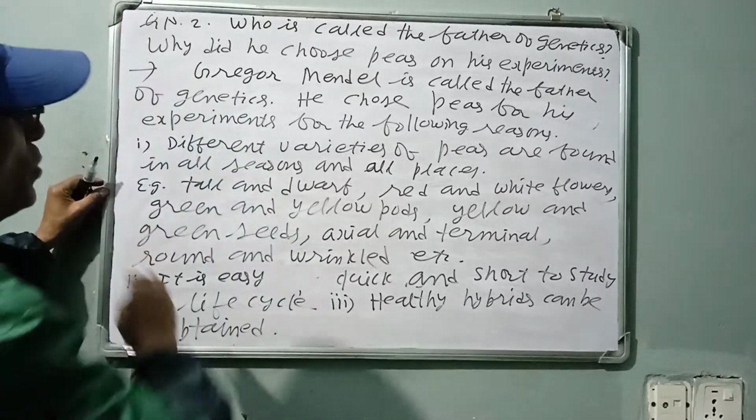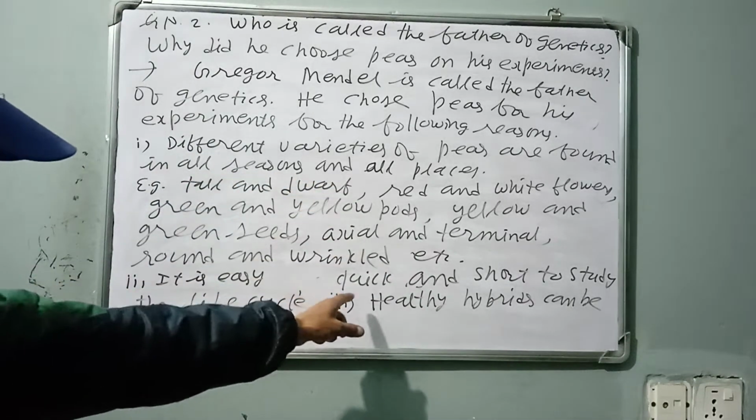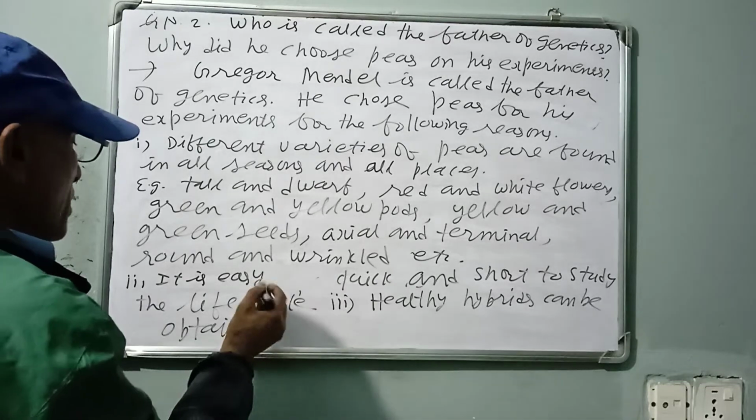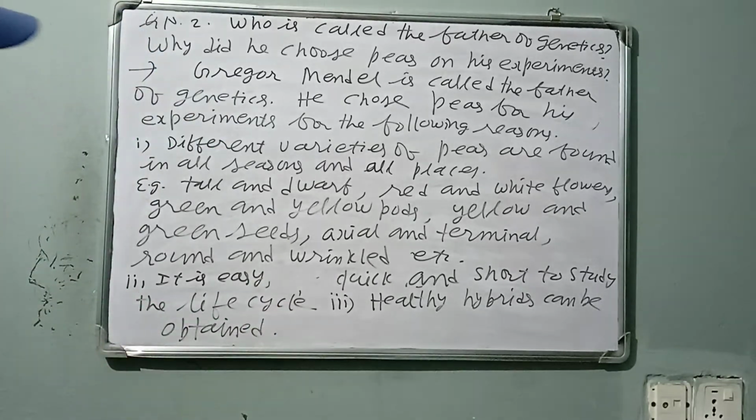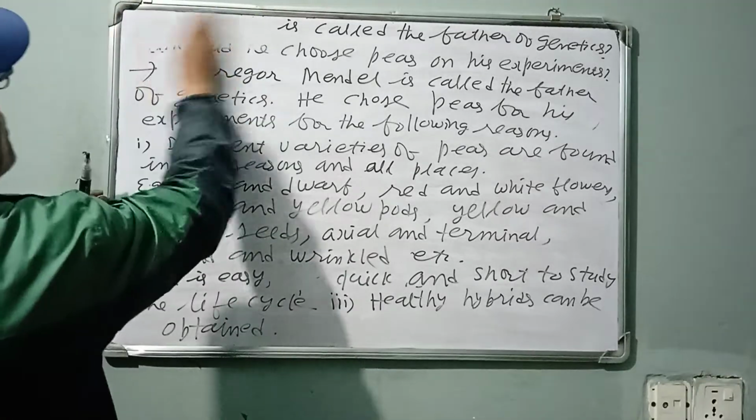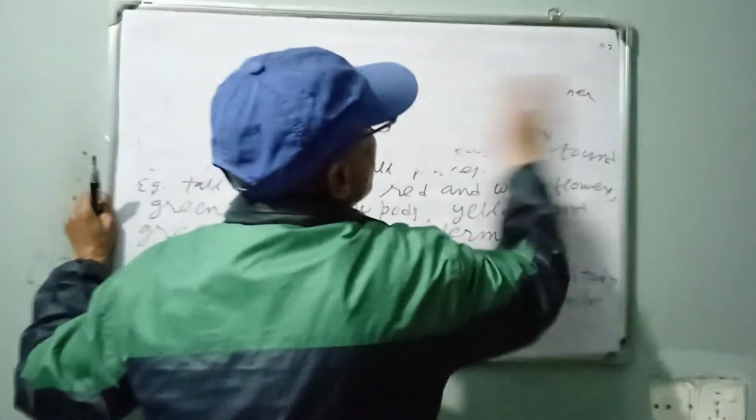Question number 2. Number 1, different varieties are found. Easy, quick, and short to study the life cycle. Healthy hybrids can be obtained, etc. They are the main reasons.